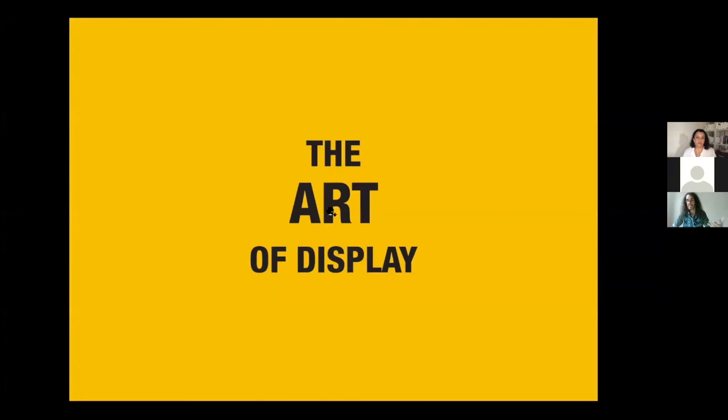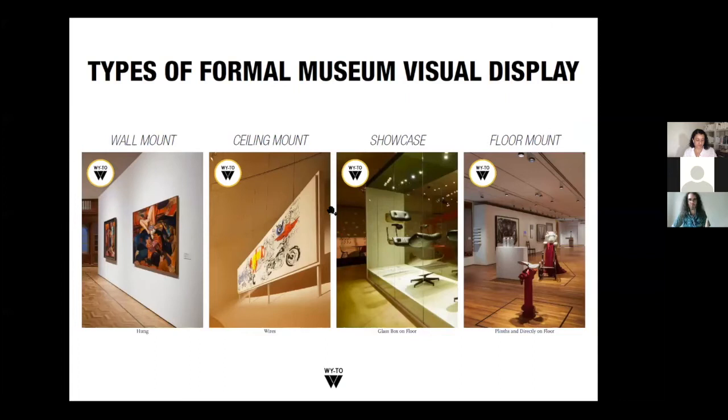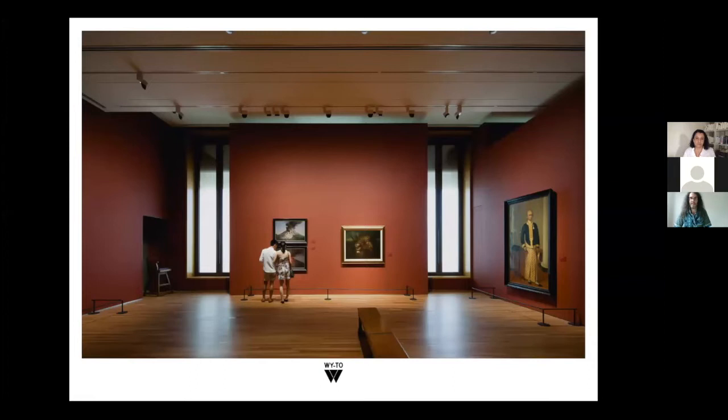Within this, we have a certain way of displaying art, a very conventional way, the formal museum visual display. Wall mount, ceiling mount, showcase, floor mount, all of these are very conventional, I would say. We are very used to that. Here again, we can see the National Gallery, a very classical way. I designed it, so I know exactly how it is. Very classical, corresponding to international standard.